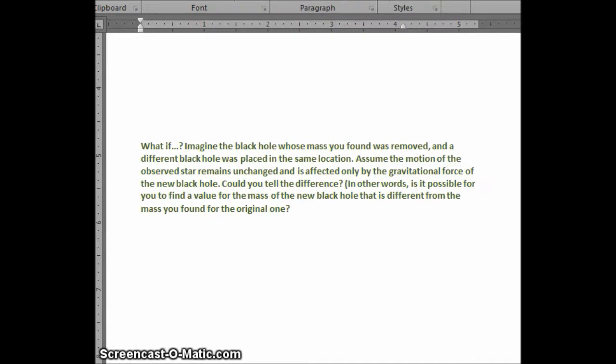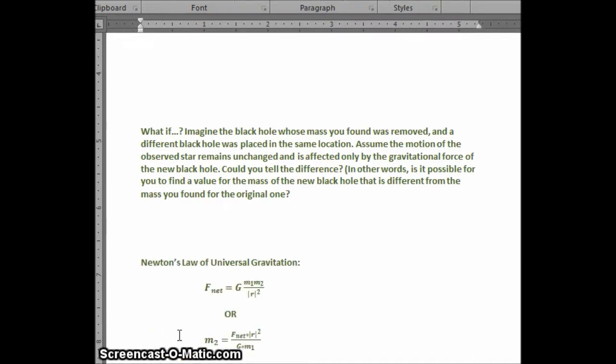The answer is no. If we look at the universal law of gravitation and rearrange it to solve for m2, the mass of the black hole, then we see that all other variables are not changing. Therefore, the mass of the black hole must have the same value as it did before.